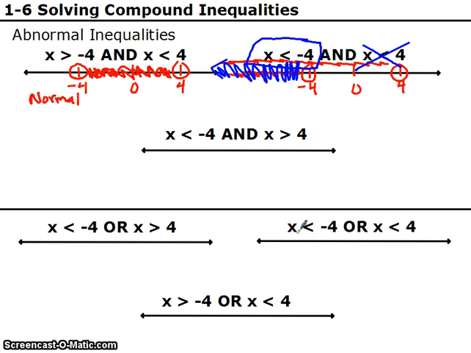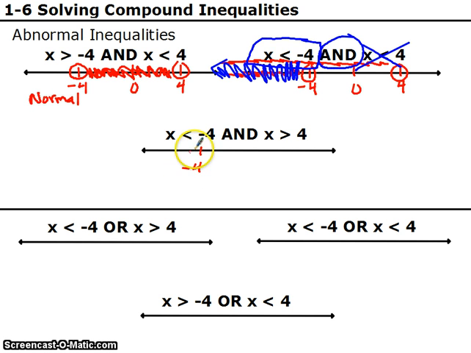So occasionally you'll get problems where both are going the same direction, one part of the answer can be thrown out and you only take the part where they overlap. Now remember, this is with AND. We're going to talk about OR in a second. It's a little different.